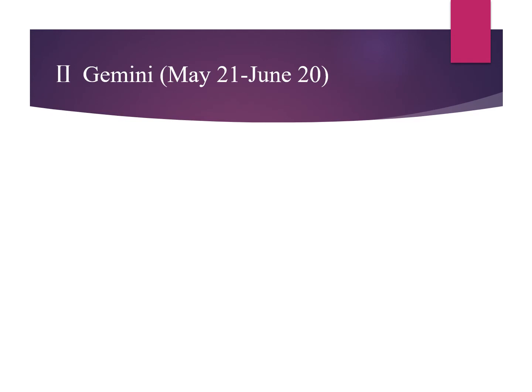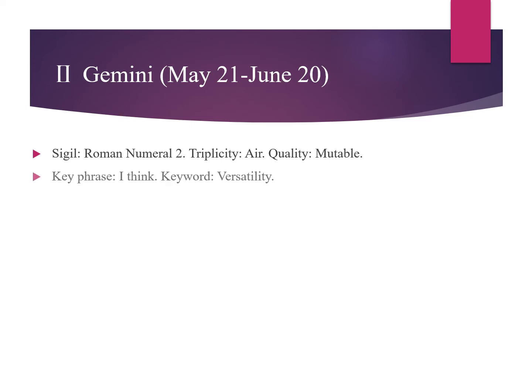Now let's take a look at the sign of Gemini, which runs from May 21st to June 20th. The sigil for Gemini is the Roman numeral 2. Its triplicity is air, and its quality is mutable. Its key phrase is "I think," and its keyword is versatility.